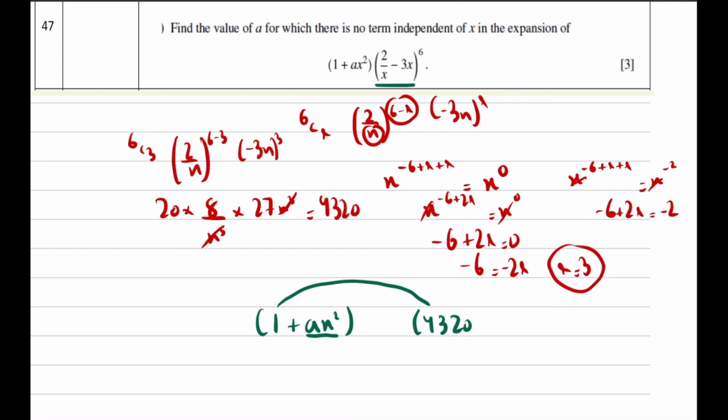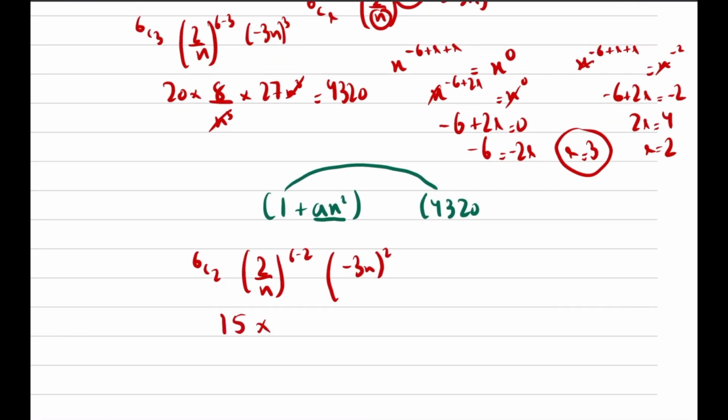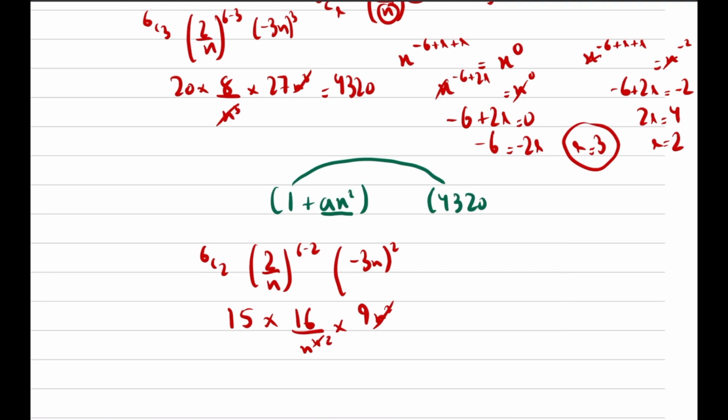This and this cancel out. Minus 6 plus 2r is equal to minus 2. 2r is equal to 4. r is equal to 2. Now let's plug in. 6C2, 2 upon x, 6 minus 2, minus 3x power 2. So it's going to be 15 into 16 upon x power 4 and 9x squared. Cancel, cancel. So I'll be left with 15 into 16 into 9. That makes 2160. Got this? x squared. So now if I multiply this, x squared cancels. Then it says there is no term independent of x.